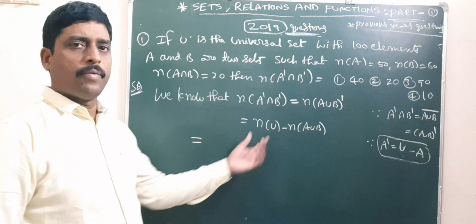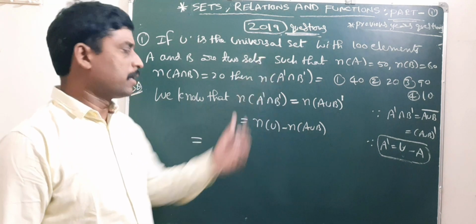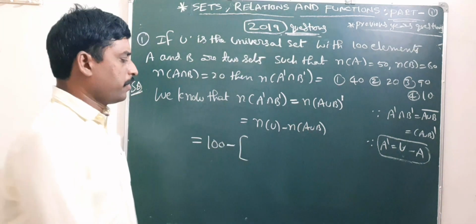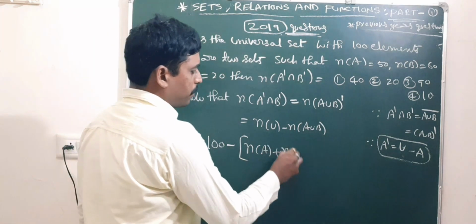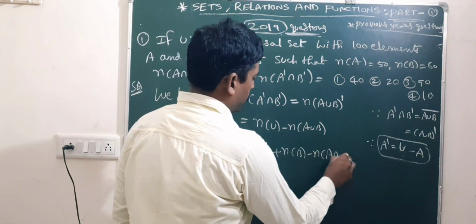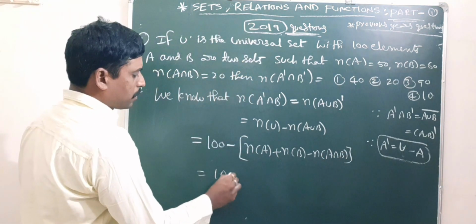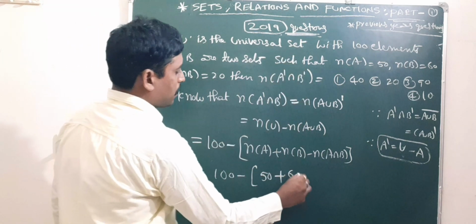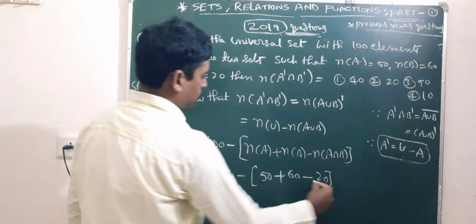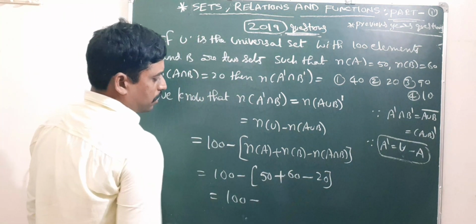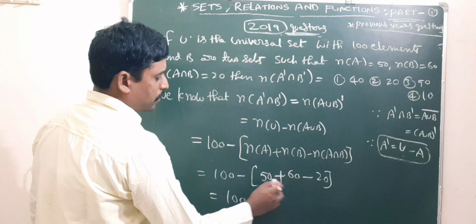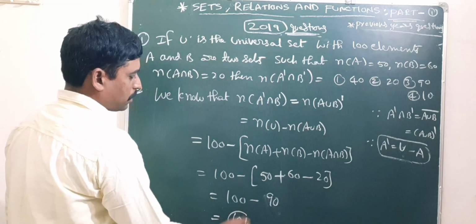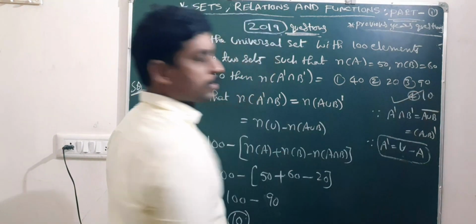From the statement, n of U, total number of elements, is 100 given. So n of A union B is equal to n of A plus n of B minus n of A intersection B. So 100 minus, n of A value given 50, n of B value 60, n of A intersection B value 20. So let us do the simplification. This value is 90, 100 minus 90. So the answer is 10. So the fourth option is correct.